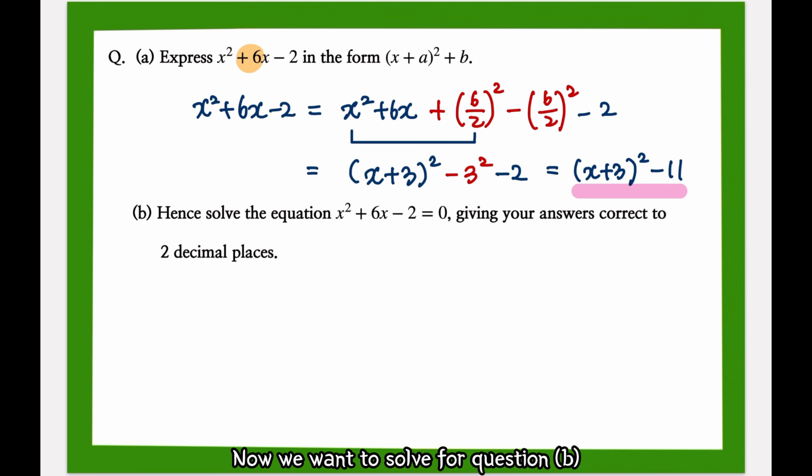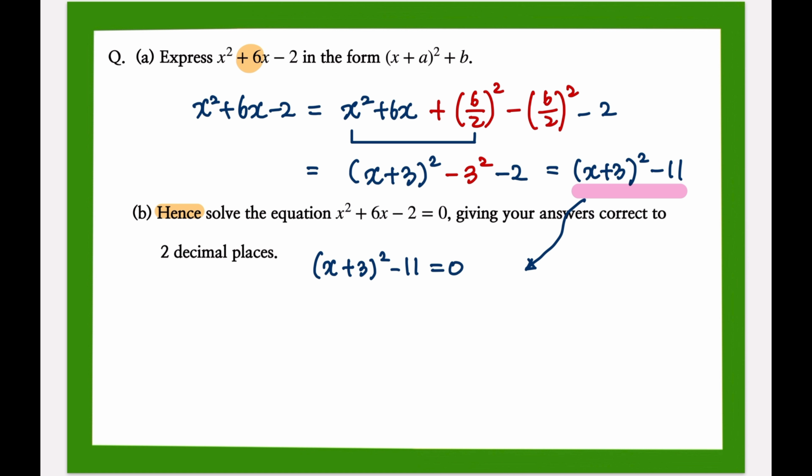Now we want to solve for question B. If you look closely, we are having the word hence. That means we have to use the answer from A to solve B. So what we did in question A is we just turned it into the completing the square form. So keep the completing the square form: (x plus 3) squared minus 11 equals 0. We just simply have to solve that equation.